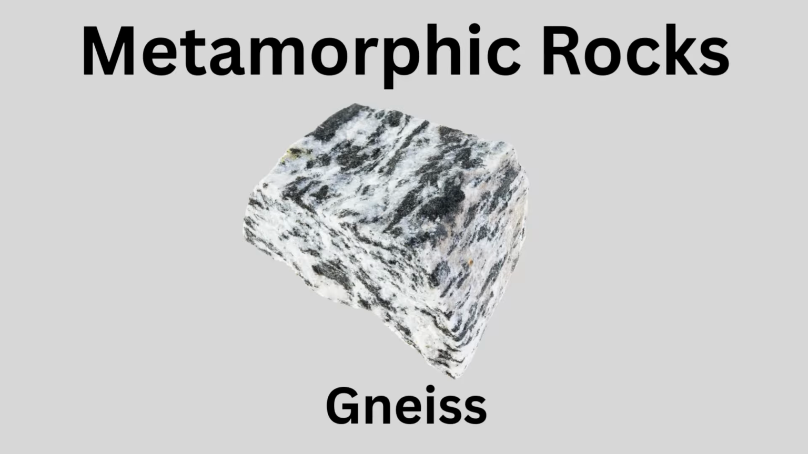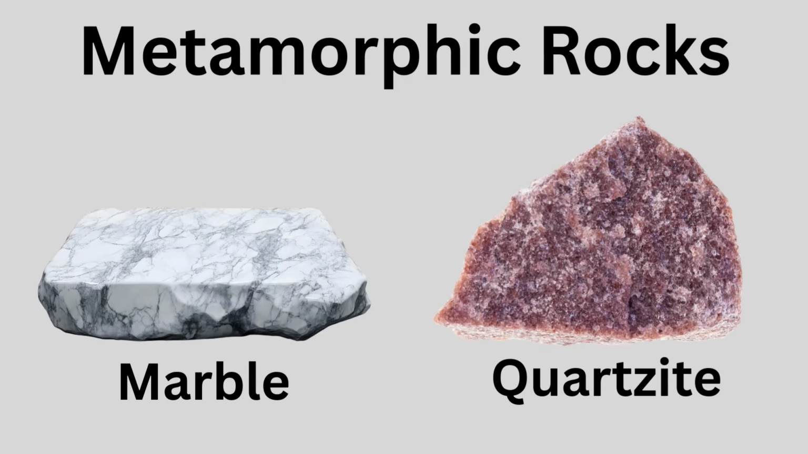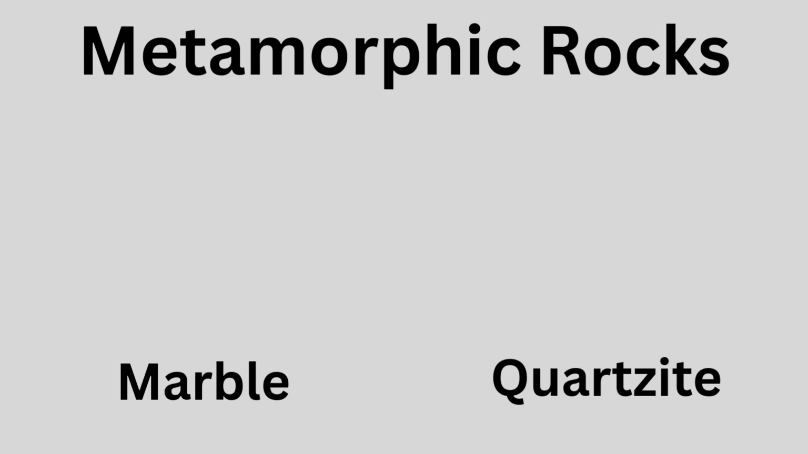Non-foliated metamorphic rocks include marble and quartzite. Marble forms from limestone as calcite crystals recrystallize and grow larger. Quartzite forms from sandstone when quartz grains fuse into a dense interlocking mass. Both rocks are strong and resistant, making them important building materials.